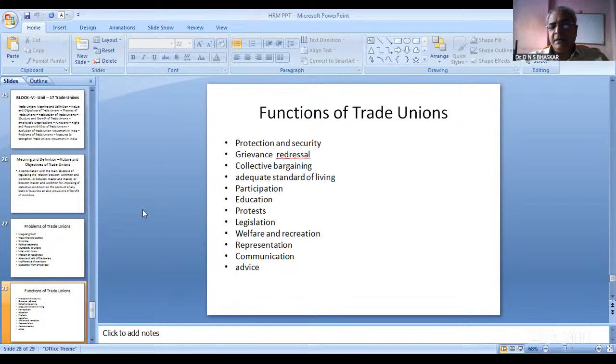Then lastly, communication and advice. As I told you, the trade union acts as a mediator between the employees and the management. That is the communicative process. Trade unions must also advise the management about the various aspects in the process of decision making. And trade unions must also advise the employees on how they should work, how to improve their working conditions, and how to improve their work culture.